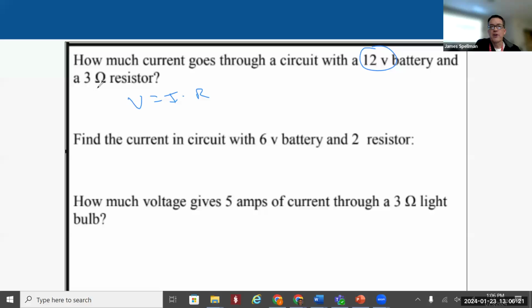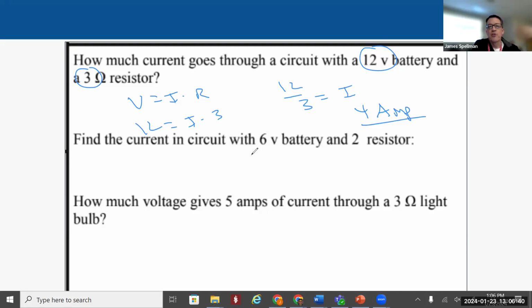So if I've got a 12-volt battery and a 3-ohm resistor, then 12 equals I times 3. We divide both sides by 3. So 12 over 3 equals our current. And so our current would be 4. And current is measured in amperes, which is usually shortened to an amp.